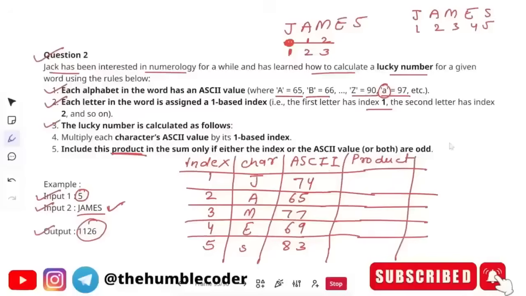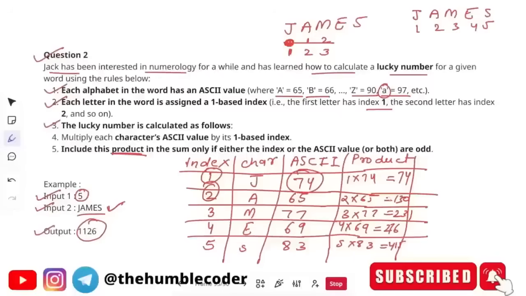And in the summation also there is a condition given to us. We will come to that also. First of all, let's note down the products. Now in this one the product will be how much? 1 into 74. Why 1 into 74? Because 1 is the index value, 74 is the ASCII value. So the product is going to be 74. Similarly, next one is 2 into 65, which is going to be 130. Next one we have is 3 into 77, which is going to be 231. Next up we have 4 into 69, which is going to be 276. Next one we have 5 into 83, which is going to be 415.